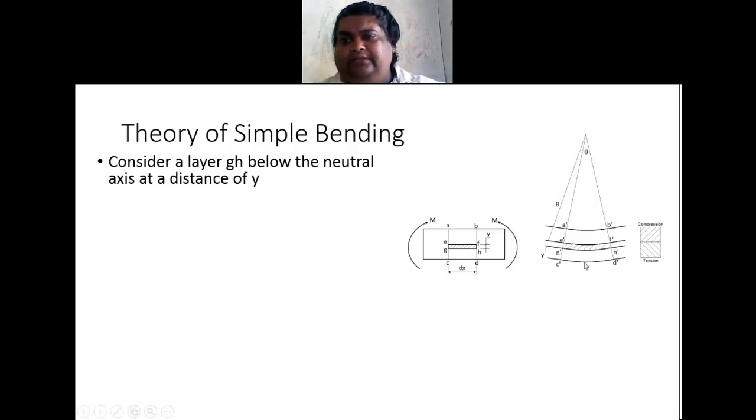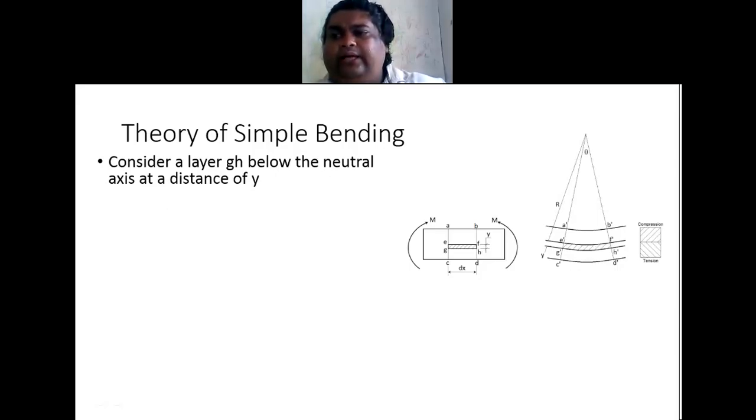So that means the length of the fiber is decreasing from this surface to this surface, right? Or it is increasing from the upper fiber to the lower fiber. So when you move from both the ends together, we will reach a point or a layer where the length remains the same, it does not change. That layer is represented by EF, right? So that is called the neutral axis.